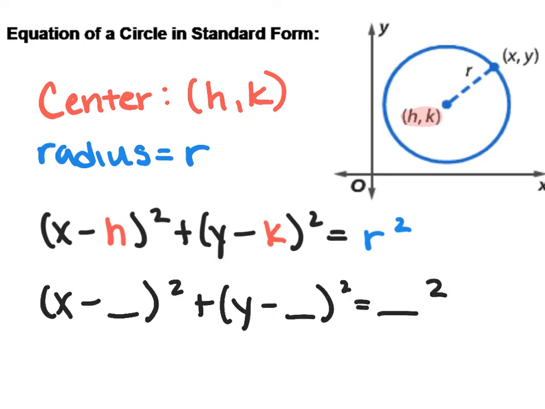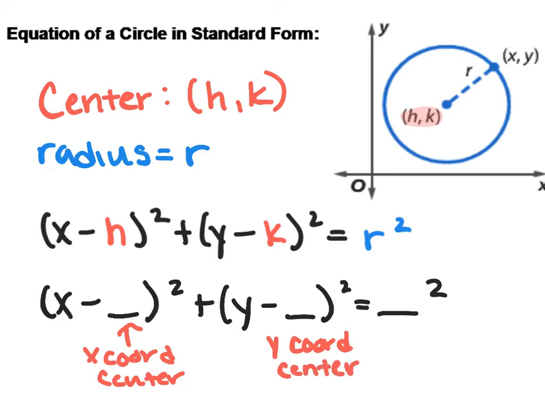In the first blank, we're filling in the x coordinate of the center. The next blank is the y coordinate of the center. And then the last blank is the radius.